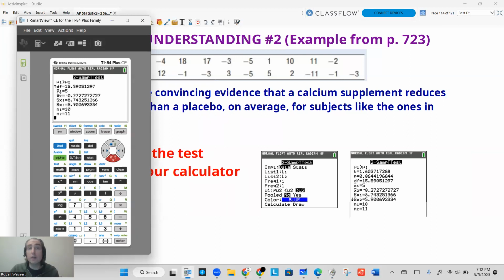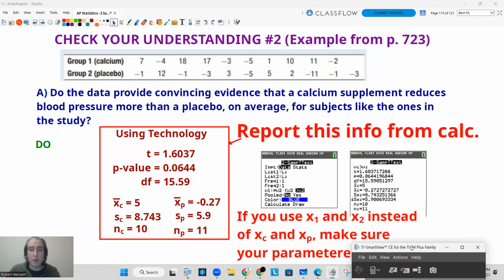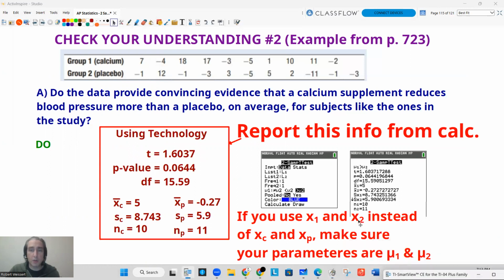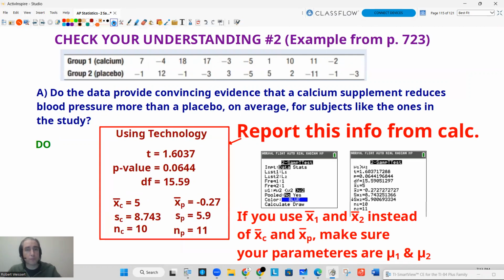Now, I'm calling 1 the C and 2 the P. So if you're going to write down 1 and 2, then you're going to have to go back to your state part and make sure you define mu1 as calcium and mu2 as placebo. All right, when you're running that information here, again, just like I said, x-bar 1 and x-bar 2, if you're going to write those, then make sure you define your parameters as mu1 and mu2. And write down all your valuable statistics there that come from your data.